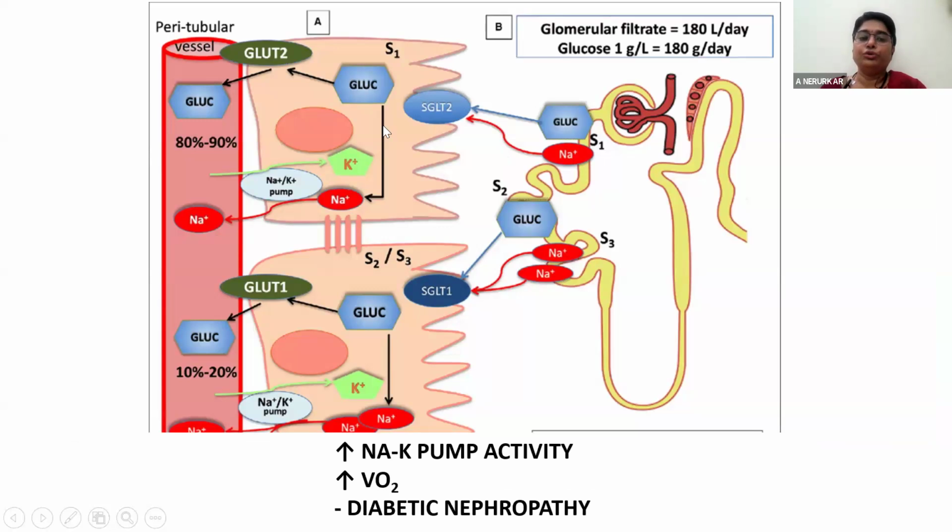But now, the sodium which gets reabsorbed has to be pumped back against a concentration gradient. So, more and more sodium potassium pumps are also activated, which increases the oxygen consumption. And as a net result, there will be diabetic nephropathy.